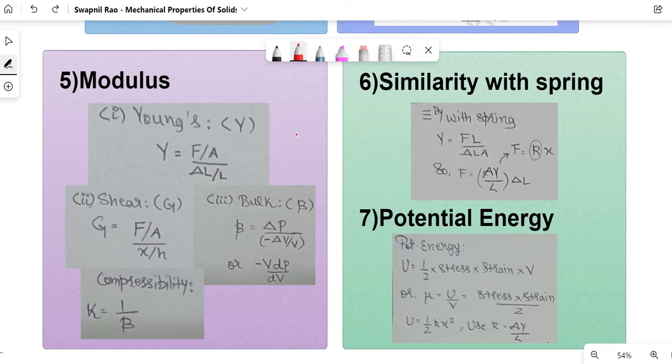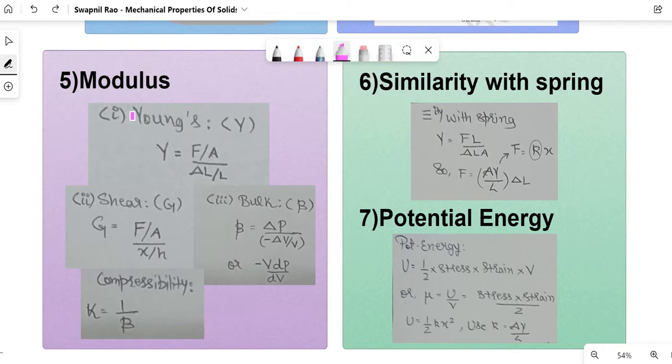Next one will be modulus. Like I mentioned above, when you remove the proportionality constant, you'll get stress is equal to some modulus into strain. When you divide by strain, it'll be M is equal to stress by strain. So the general definition of modulus is stress by strain. Remember, stress by strain. I cannot write much since I'm using a mouse, but that would be the general definition.